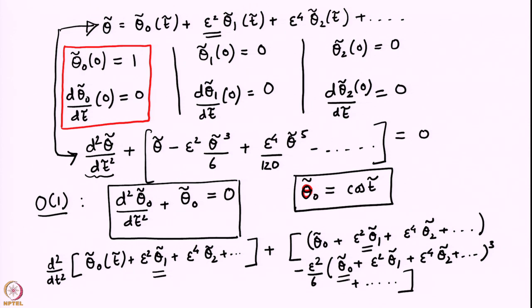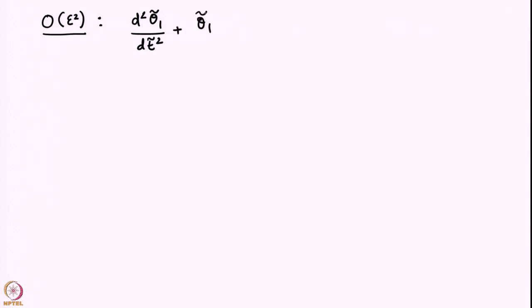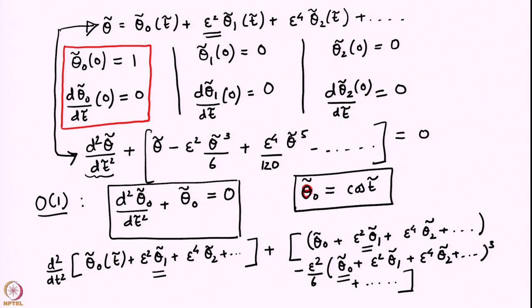So if we collect all the order epsilon square terms and write down the equation, the left hand side again remains the same like before, except that now it is for theta 1 and not theta naught, and the right hand side is just 1 by 6 theta naught cube. I am not writing the epsilon square on both sides. So we had a theta naught cube because there is a cube here.